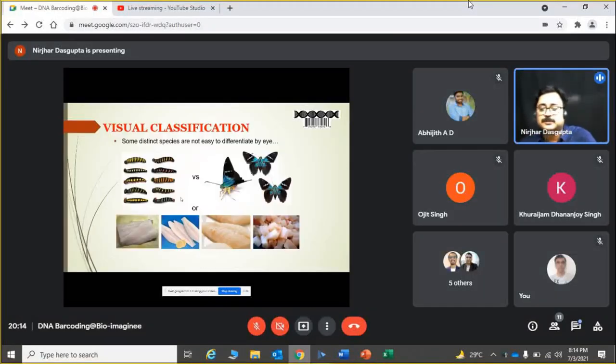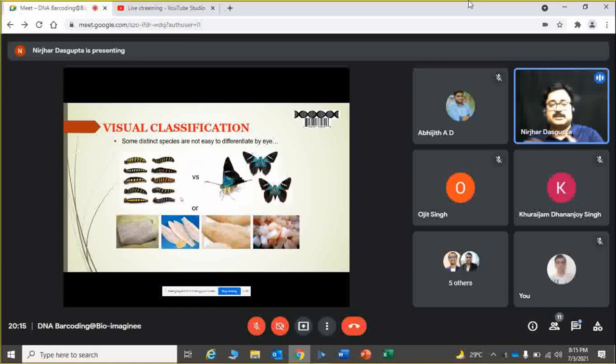There are other cases as well. Suppose two different organisms look very alike, or the same species but two different individuals are very different from each other. In both cases, if you just go by the morphology, there is a huge chance that you might make a mistake. The only way you can find out whether this is the same species or a different species is by molecular identification or molecular characterization.